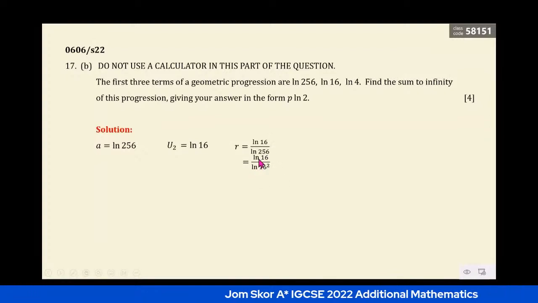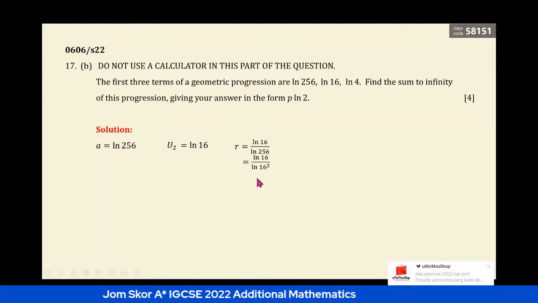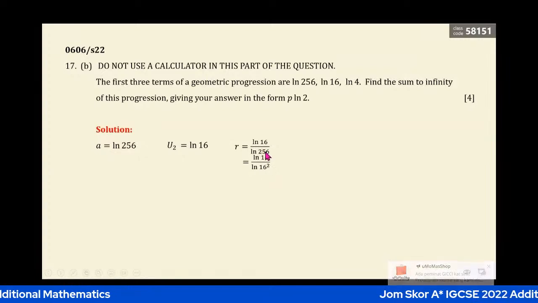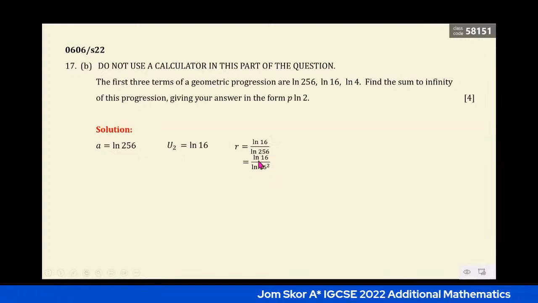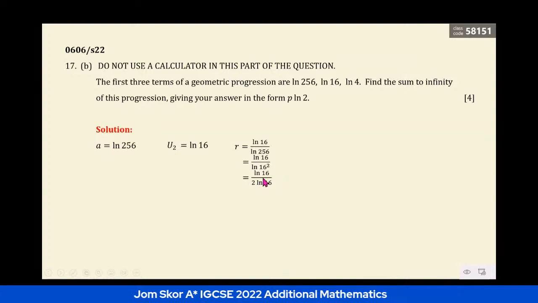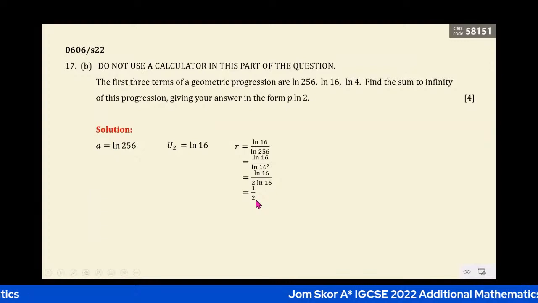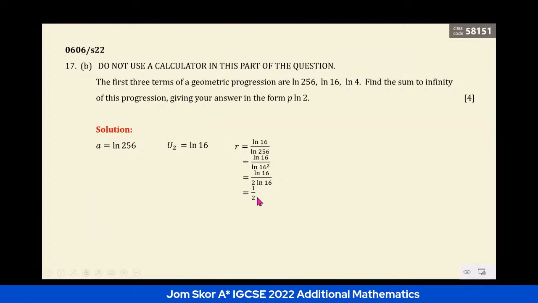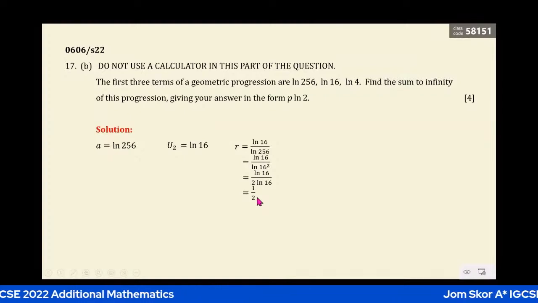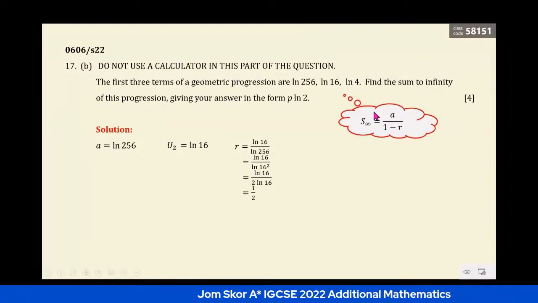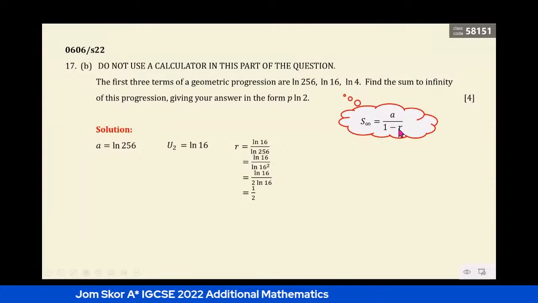Alright, so kat sini ln 16 over ln 16 square. Okay, 16 square is 256. You use the law of logarithm, 2 ni turun depan. So dia dapat ln 16 over 2 ln 16. So this ln 16 dengan ln 16 you can cancel out. So therefore your R is 1 over 2. So kita dah ada first term, kita dah ada common ratio. Okay, so once you ada common ratio dengan first term, soalan minta kita cari sum to infinity. Okay, so sum to infinity is A over 1 minus R.